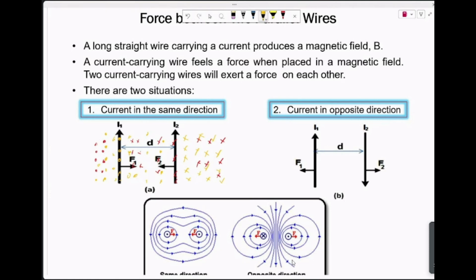So what is the equation? The equation is B1 equals mu not I1 over 2 pi r. The r here is the distance from I1. We can label this R1 because it's a perpendicular distance, the shortest distance from the center here.